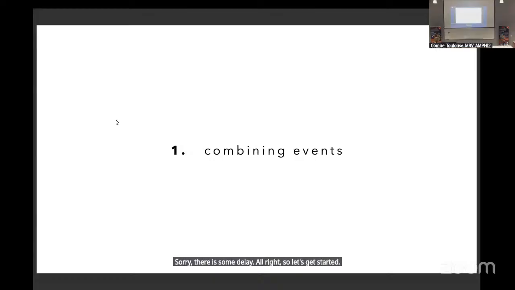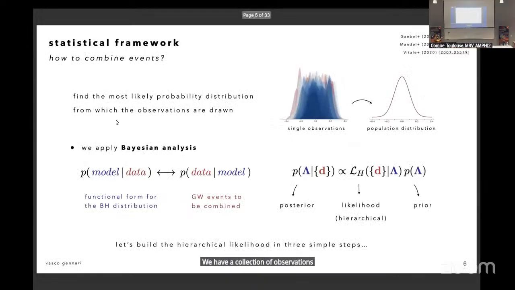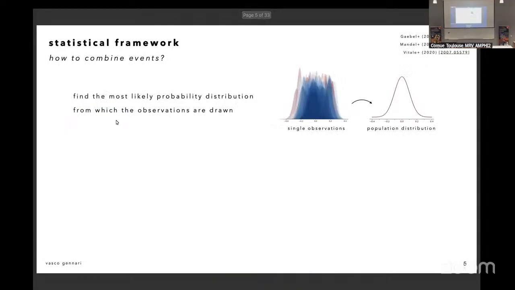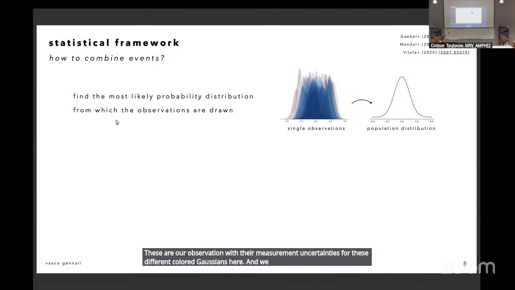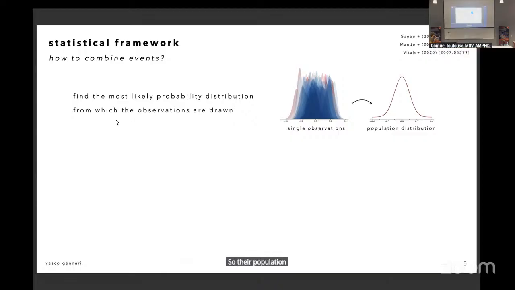The problem is the one in which we have a collection of observations that you can see here, for example, in this drawing. These are our observations with their measurement uncertainties, the different colored Gaussians here. And we want to combine them in such a way that we're able to infer the properties of the distribution from which these observations have been drawn. So their population. The way in which we do it is again through Bayesian analysis. This is our statistical framework.